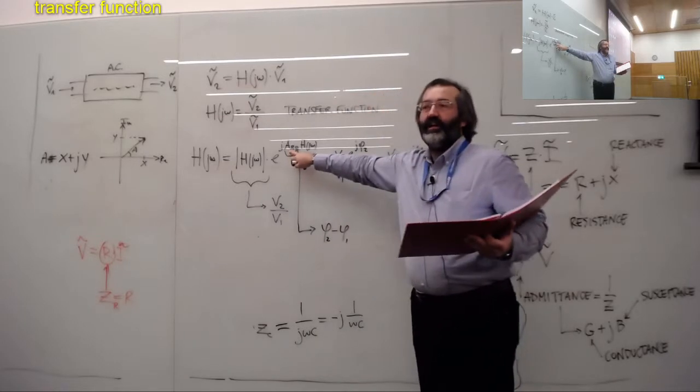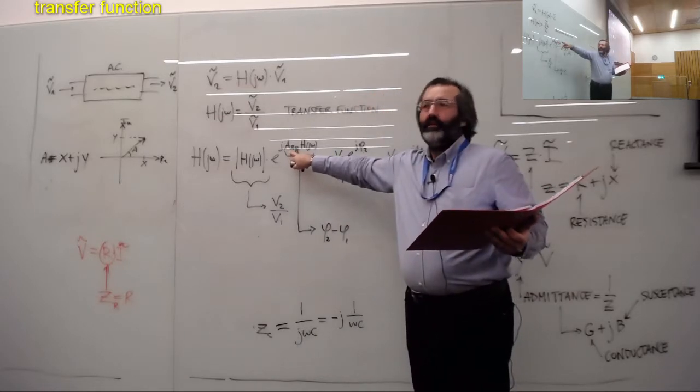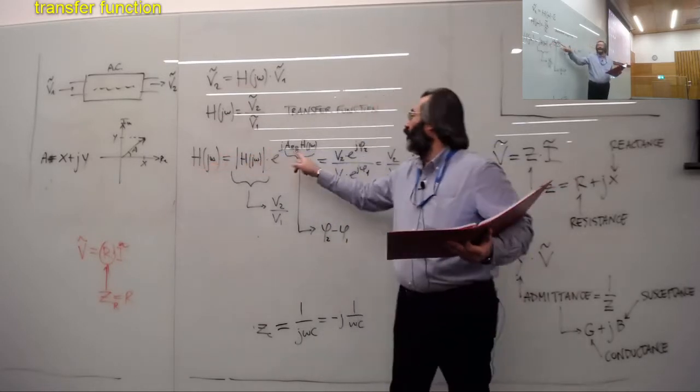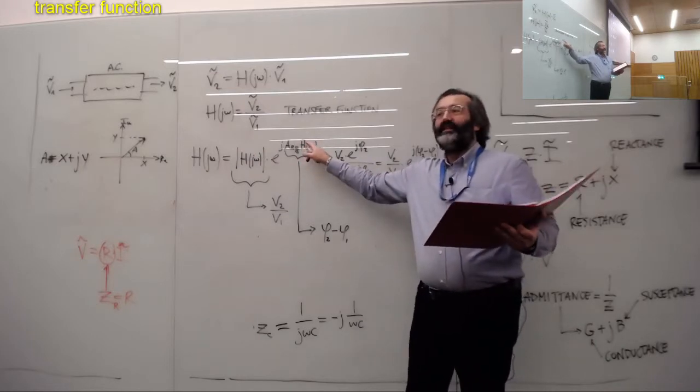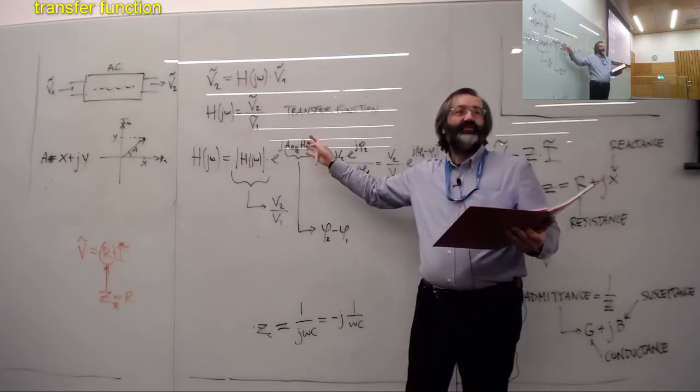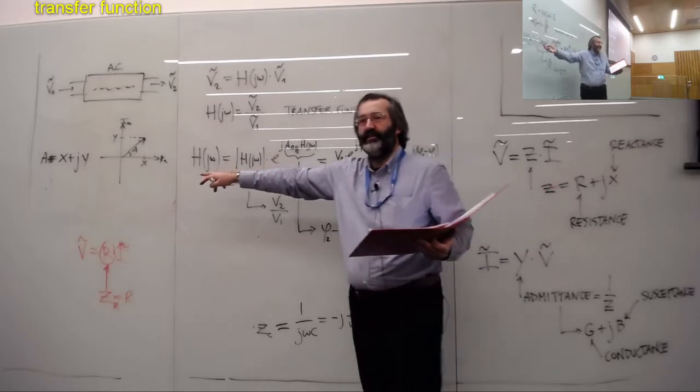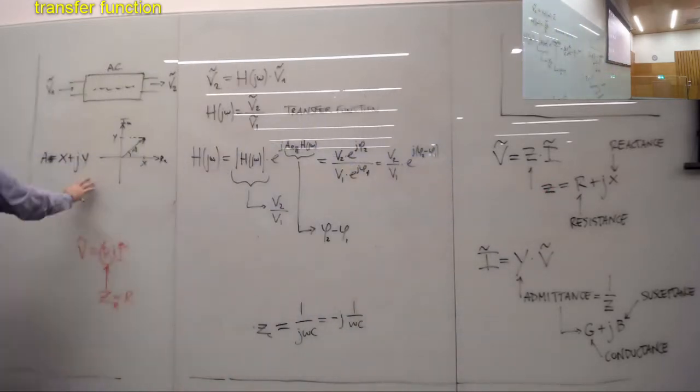This thing here, argument. I will define it now. Argument of the complex number H, the transfer function. I will define now what argument means. It's the phase. I was doing it here actually.